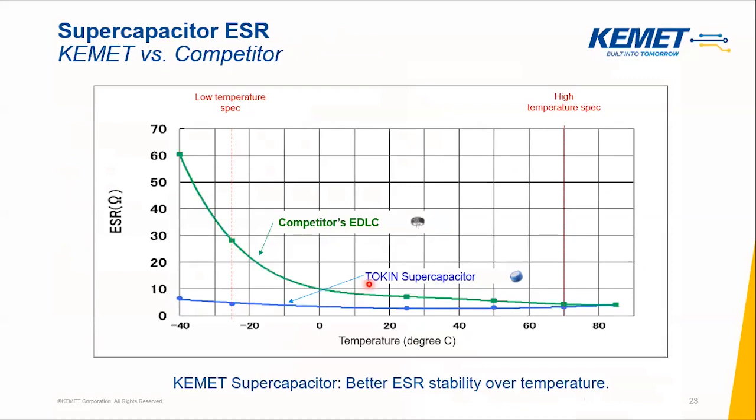When it comes to ESR, as I maybe mentioned a little bit, the KEMET supercapacitors have quite low ESR compared to our competitors, because they are aqueous, and the aqueous type has higher conductivity and provides a lower ESR. As you can see here, compared to our competitors, especially at lower temperature, it is quite stable from low to high temperature. So the KEMET products have better ESR stability over temperature.